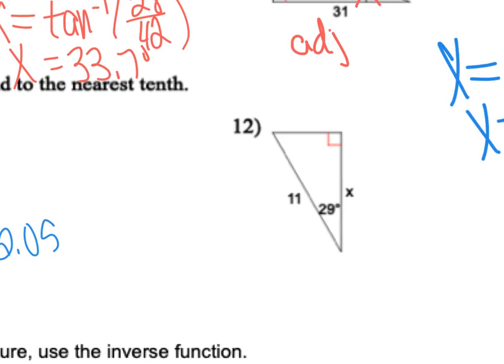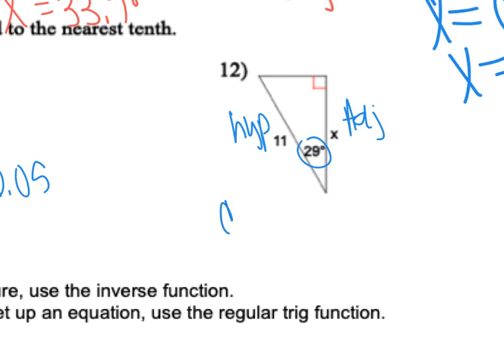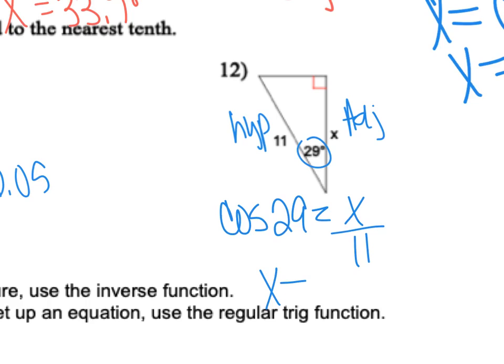If you look at our next one over here, 29, 11 is the hypotenuse. X is adjacent to it. Adjacent and hypotenuse means that we are using cosine. So we would have the cosine of 29 equals x over 11. So we are going to multiply 11 times the cosine of 29, and we should get approximately 9.6.